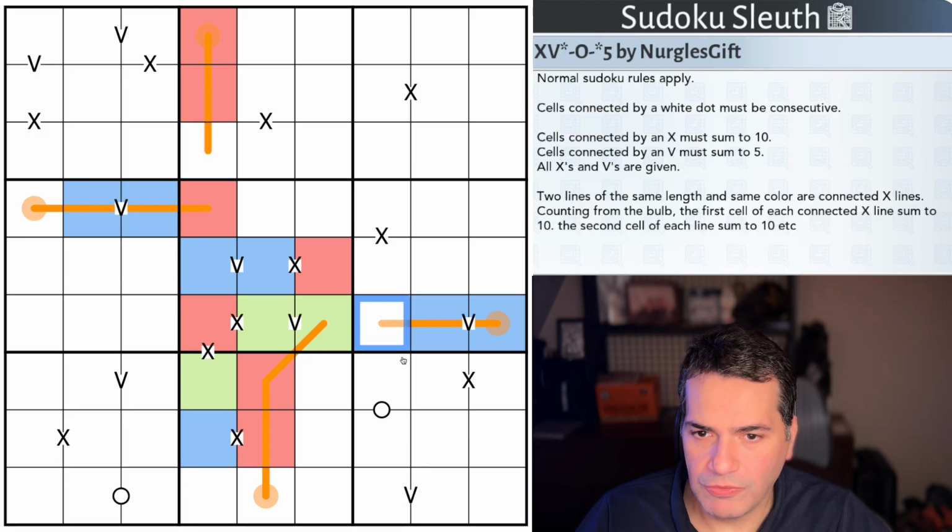And this could be 5 or red. And it would connect to this cell. If it's red, it's a green red. What do I mean by that?